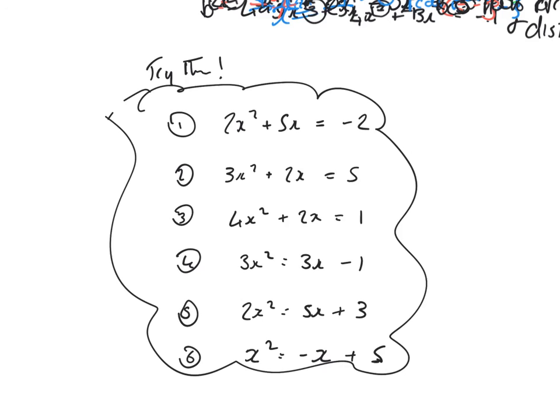Okay, now you're going to try these ones. To try these ones, maybe your first move is to bring everything across and make it equal to 0. Change the signs when you do it. Identify a, b and c, b squared minus 4ac, make the calculation and make the statement at the end. Now, remember that you must make a statement at the end. So that statement is either going to be the roots are real and distinct, the roots are real and equal, or the roots are non-real.